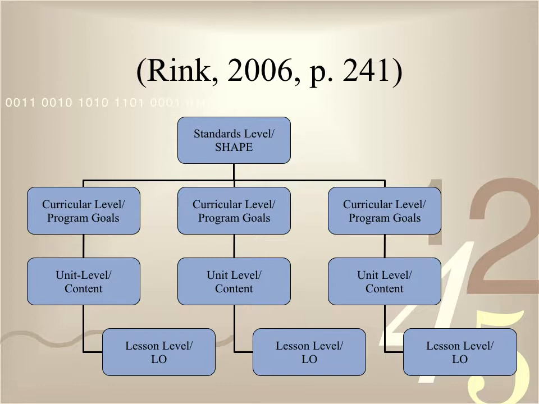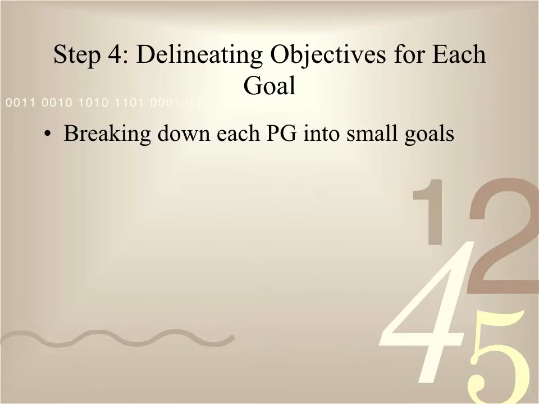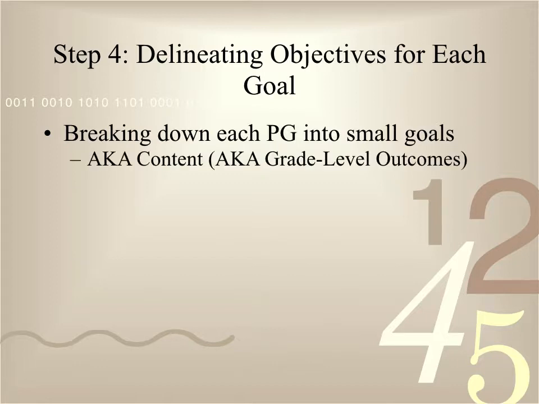So it's just another way to look at what we're trying to do in step 4 of our curriculum design process. So with that said, let's talk about step 4 of the ABC model, and it's titled Delineating Objectives for Each Goal. So we're breaking down each program goal into smaller goals, which we call content, and then the SHAPE standards, again, we will call that grade level outcomes, and very specific by each grade.